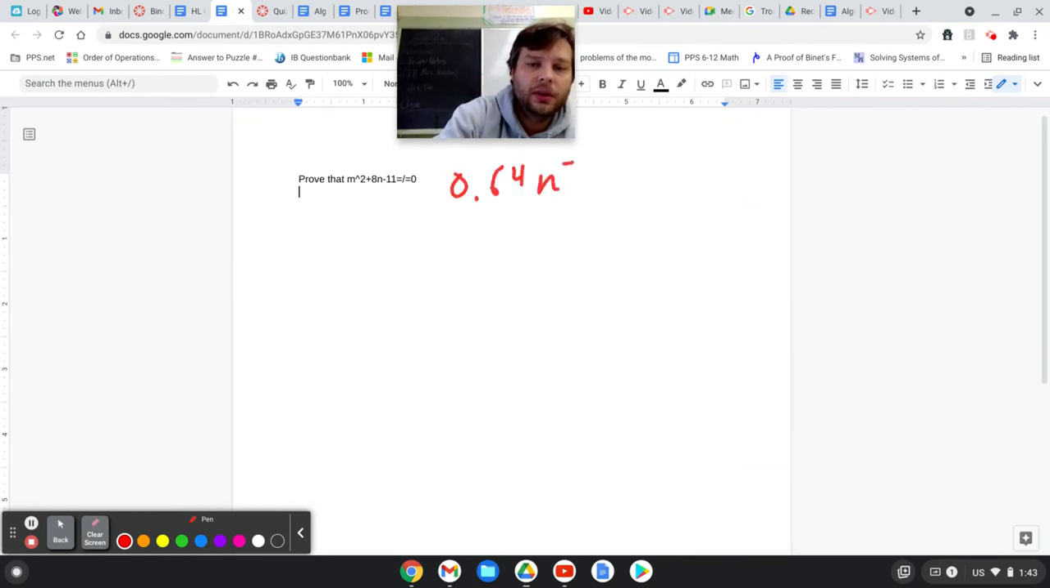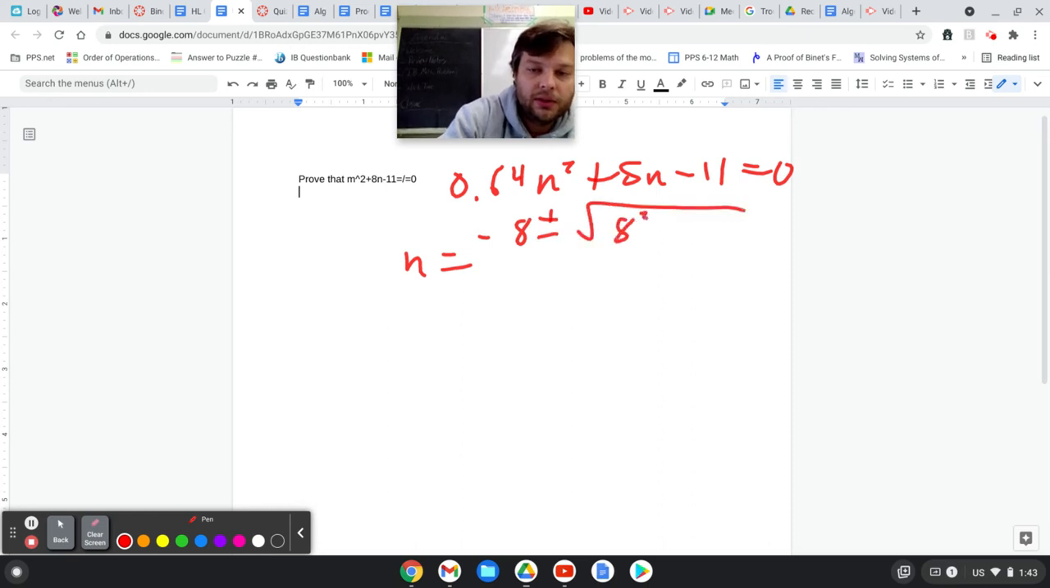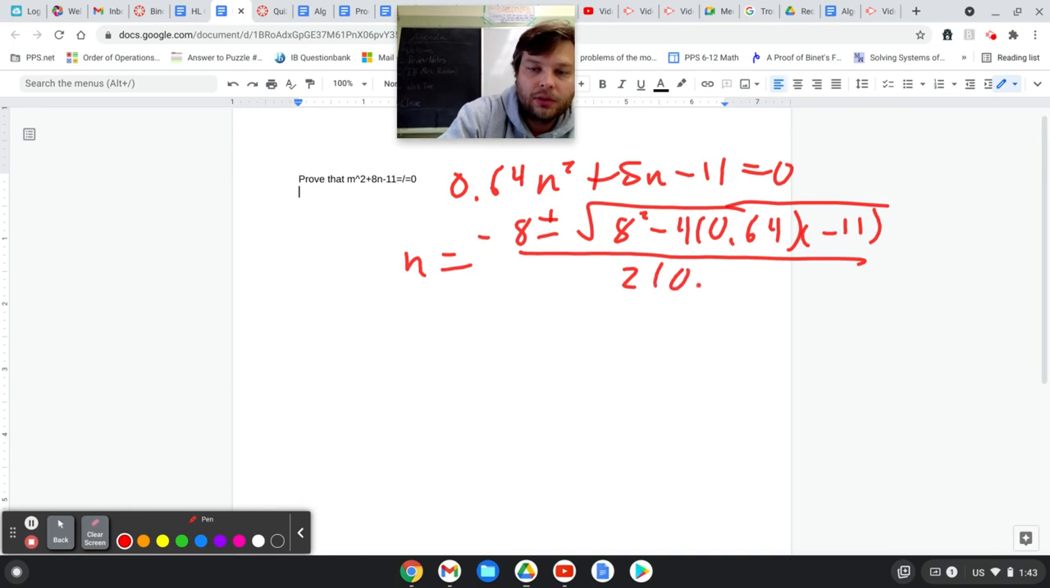0.64 n squared plus 8n minus 11. So that would mean, by the quadratic formula, n equals negative 8 plus or minus the square root of b squared minus 4ac, all divided by 2a. And let's see where we get the contradiction here.